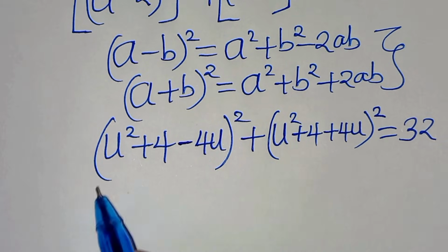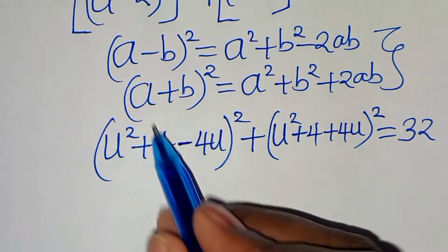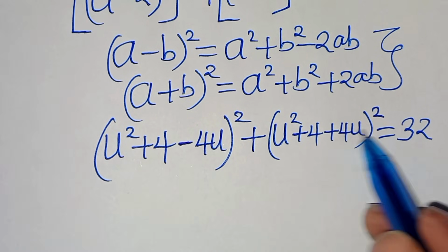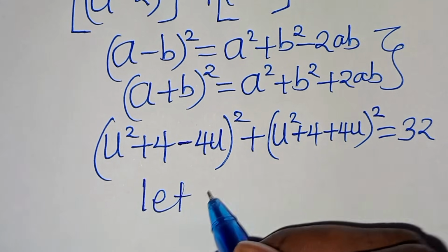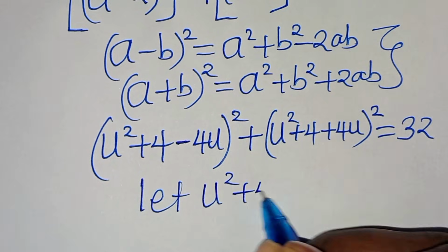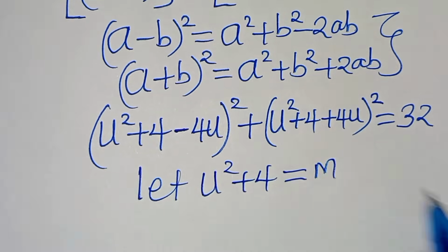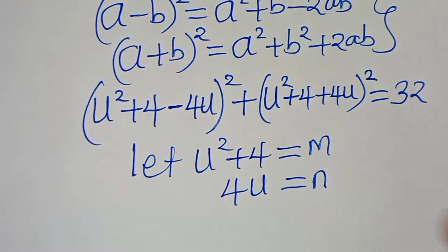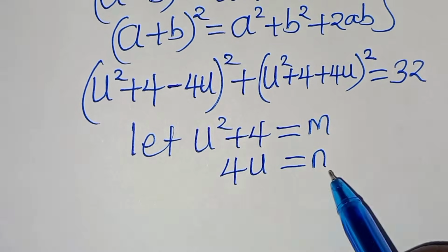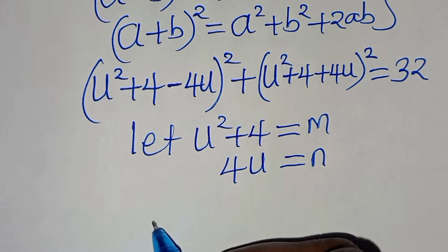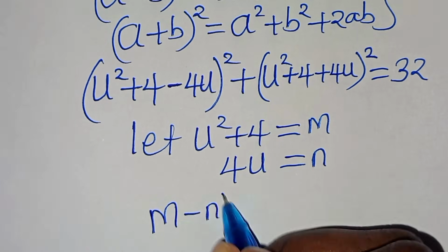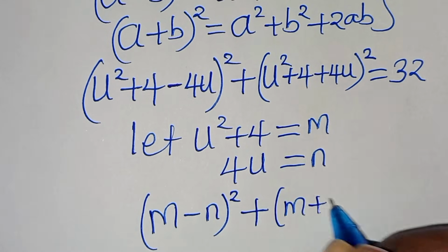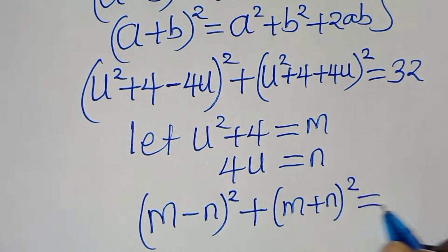Now, the next step from here, we have u^2 + 4 here, and we have u^2 + 4 here. We have 4u and 4u here. So we can let u^2 + 4 be equal to m, and we can let 4u be equal to n. Now, substituting m and n into this equation, then we have (m - n)^2 plus (m + n)^2. This is equal to 32.